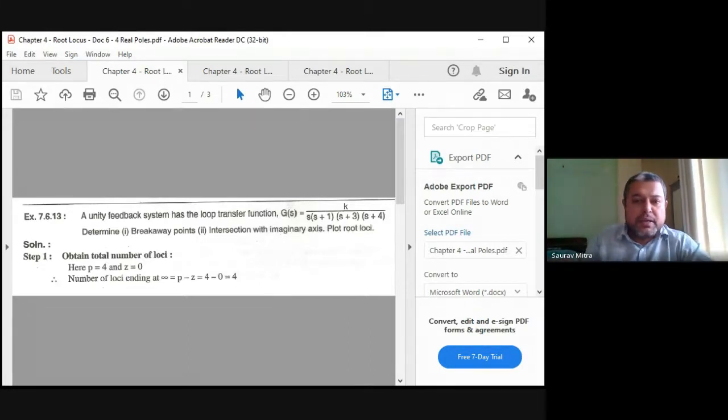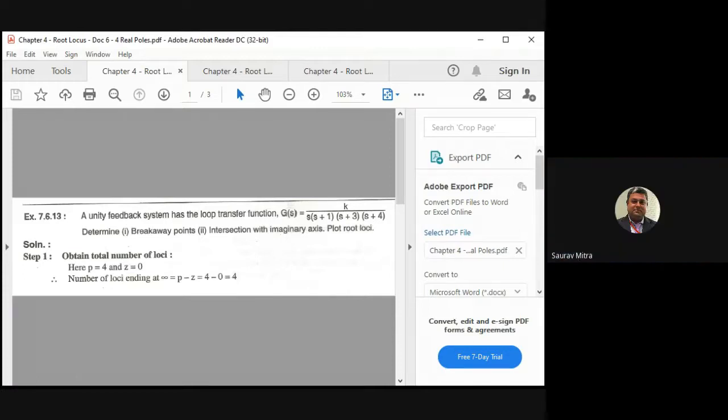This is the highest difficulty level of numerical that you can get. We know that G(s) will be given to us, and if H(s) is not given, you have to assume H(s) equal to 1. In this case, the open loop transfer function G(s)H(s) is given as K by s(s+1)(s+3)(s+4). That means there are 4 real poles and there is no zero.